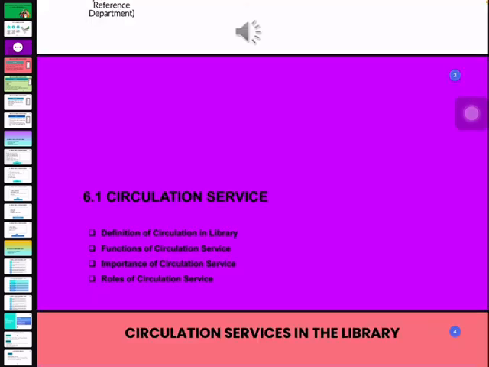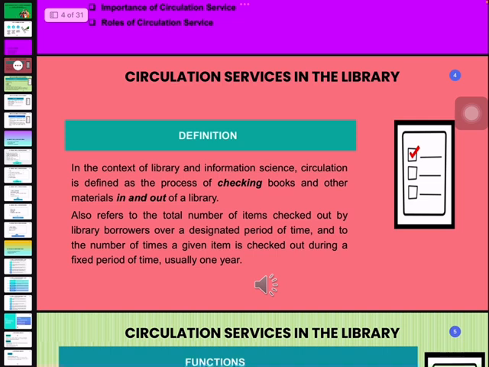Okay, what we want to cover in this chapter is definition of circulation in library, then their functions and importance, as well as the roles of circulation service. We define circulation service as the process of checking books and other materials in and out of a library. It also refers to the total number of items checked out by library borrowers over a designated period of time, and to the number of times a given item is checked out during a fixed period of time, usually 1 year.